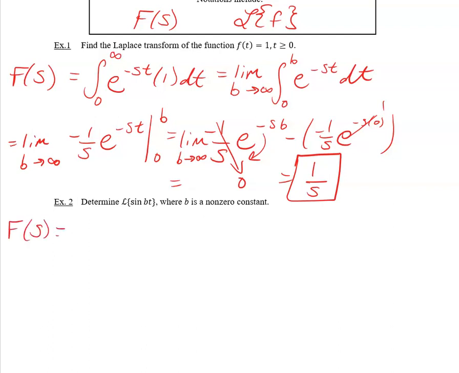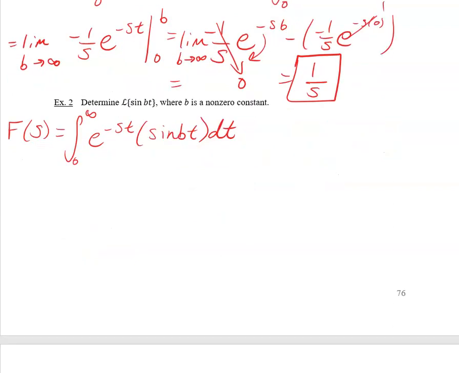So F of s is equal to the integral from 0 to infinity of e to the negative st times sine of bt with respect to t. So I'm going to write this using a limit. Now, since there's already a b in the function, I'm going to use a different variable here. I'm going to call it the limit as c approaches infinity of the integral from 0 to c of e to the negative st. So s is going to be treated like a constant, times the sine of bt, b is treated like a constant, of course, with respect to t. So my variable is t here.